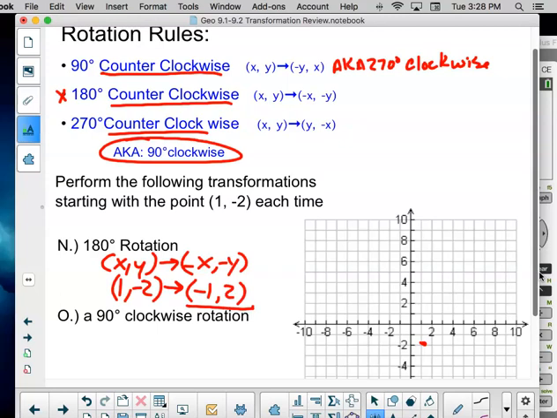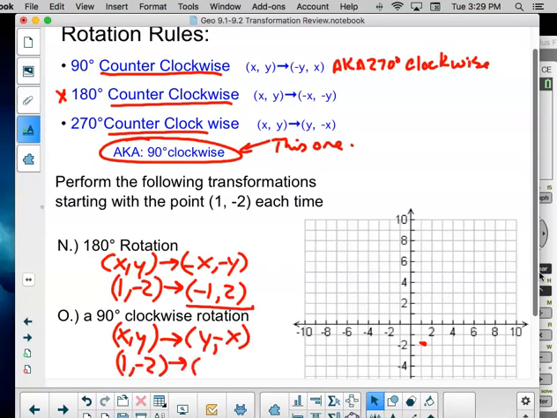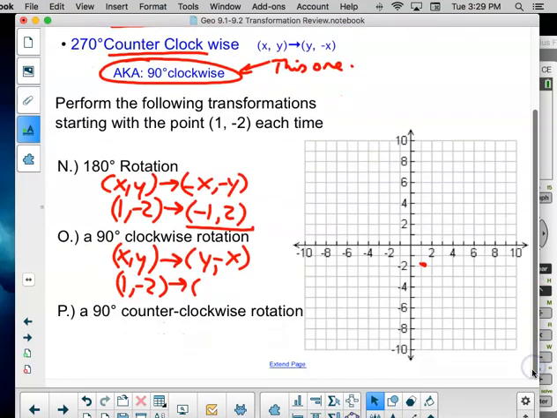90-degree clockwise. It's this one. So 90-degree clockwise, and that's why I'm grabbing this rule. Now, I'm still doing the point (1, -2). Because I have rules, it's really easy for me to go back and just follow the rule. I just have to make sure I grab the right one. This one's actually clockwise. So the opposite of my -2 is 2, and the opposite of positive 1 is -1, and that's my final answer.